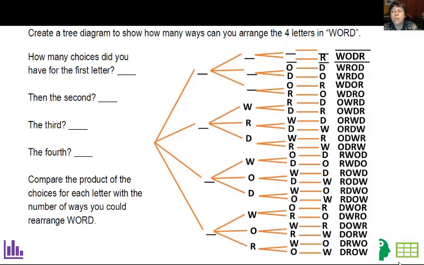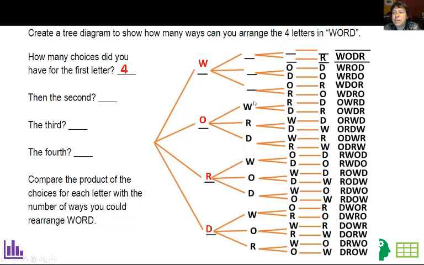So let's say I wanted to arrange the 4 letters in the word WORD, and we could do the tree diagram. I'm being nice. I actually put the tree diagram in your notes, although go ahead and put in that R and WDODR. I didn't mean to have that branch blank. So how many choices do we have for our first letter? Well, we're using the word WORD, so I could put in W or O or R or D. So I have 4 choices.